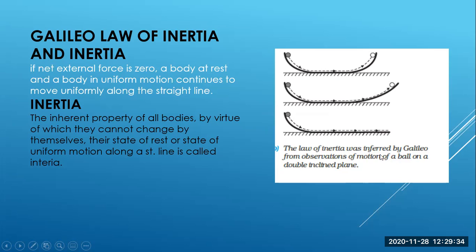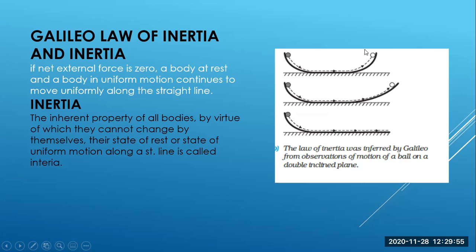The law of inertia was inferred from these observations. Why does the ball have a tendency to go up, even if the slope was decreased, even if it's traveling more distance? Still it has a tendency to reach the same height.